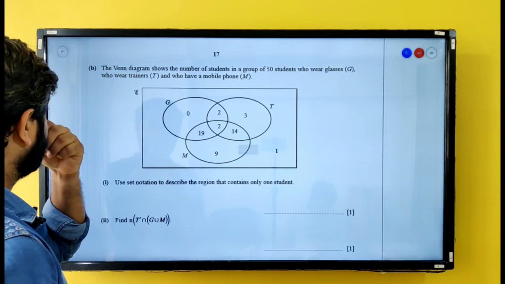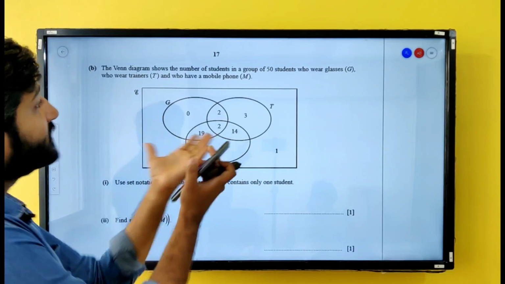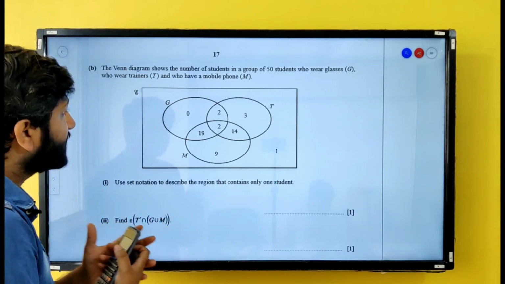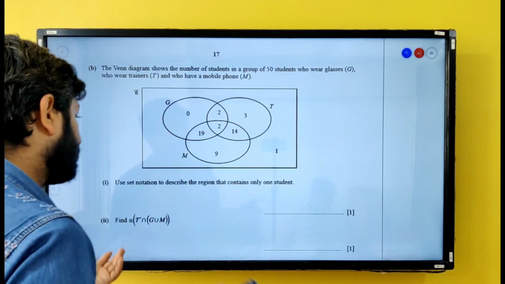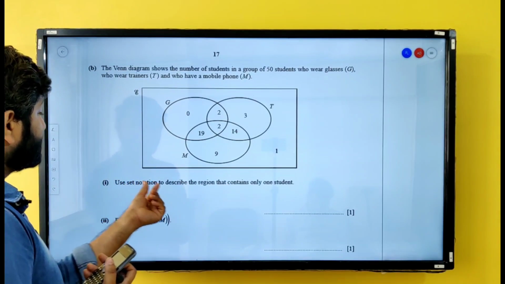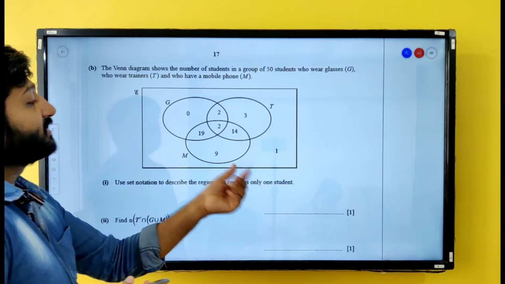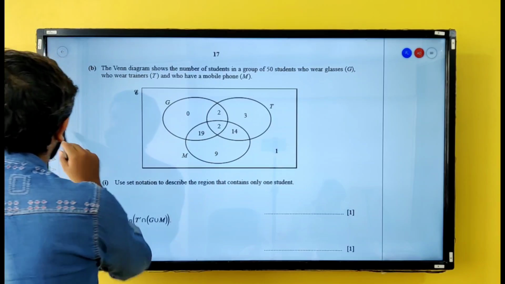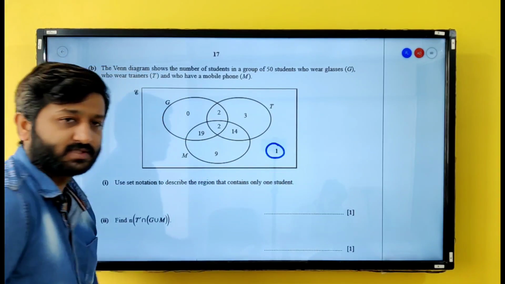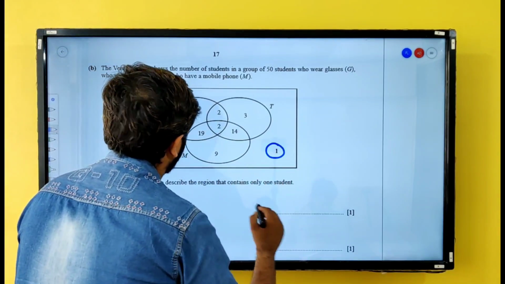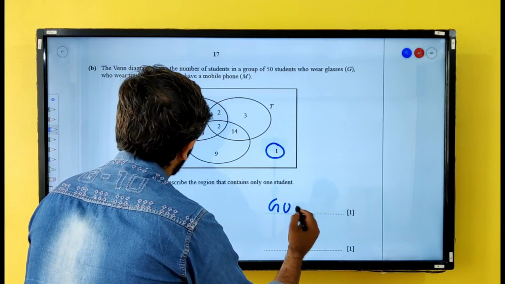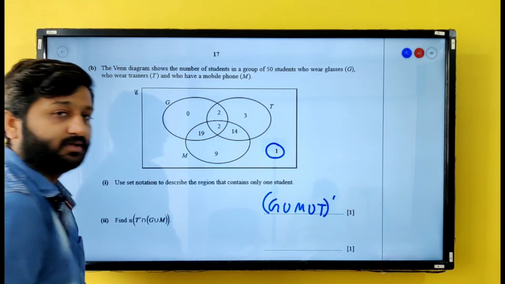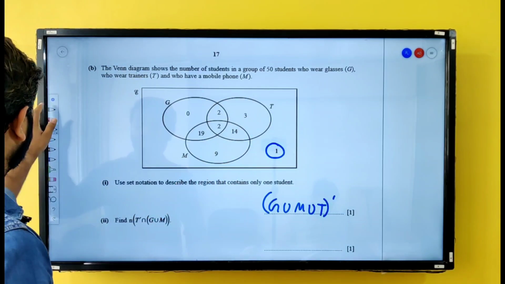In the diagram, the Venn diagram shows number of students in a group of 50 who wear glasses, who wear trainers and who have a mobile phone. Use a set notation to describe the region that contains only one student. As you can see, the one student is in the outer box. So I'll write this as G union M union T dash. Alright, G union M union T dash.